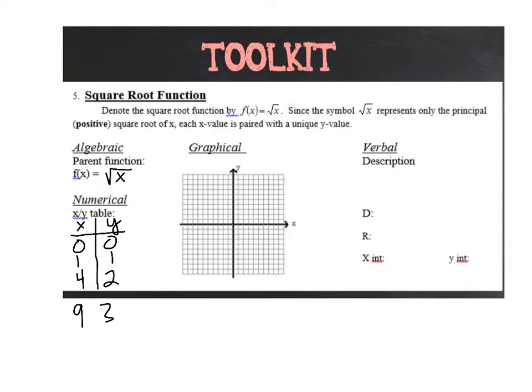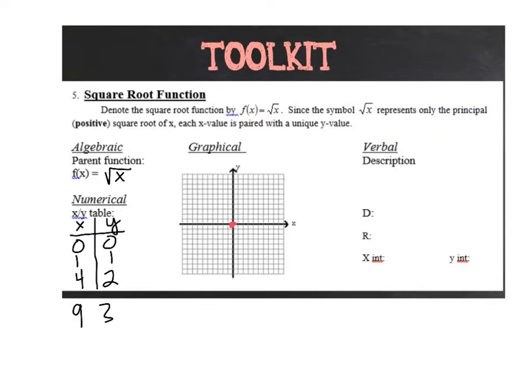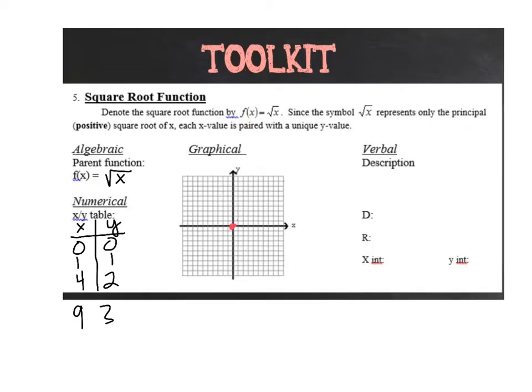If I plot those points we just did, there's 0, 0. I don't have very much precision on my stylus here, so bear with me. 1, 1 goes right here. And then 4, 2, and then 9, 3. This graph, based on the shape of it, is actually a sideways parabola.